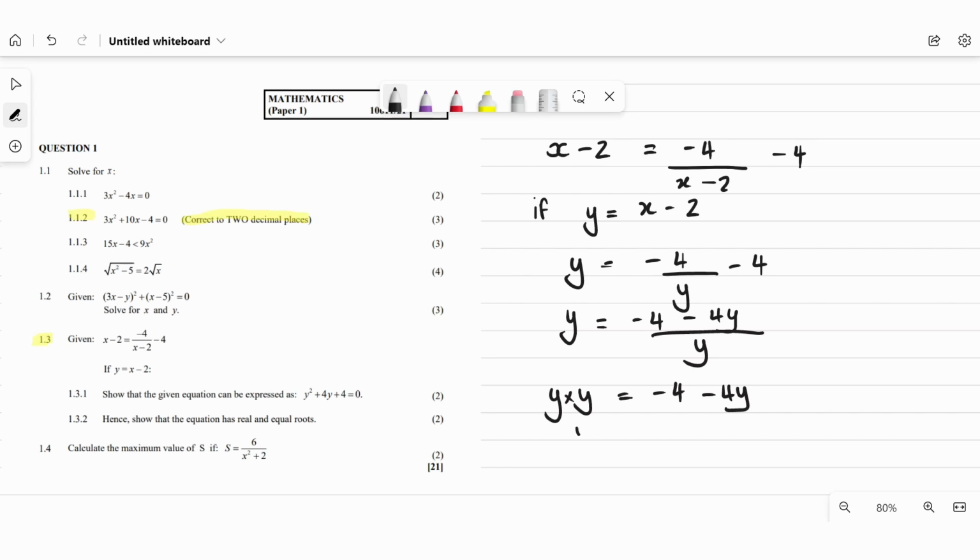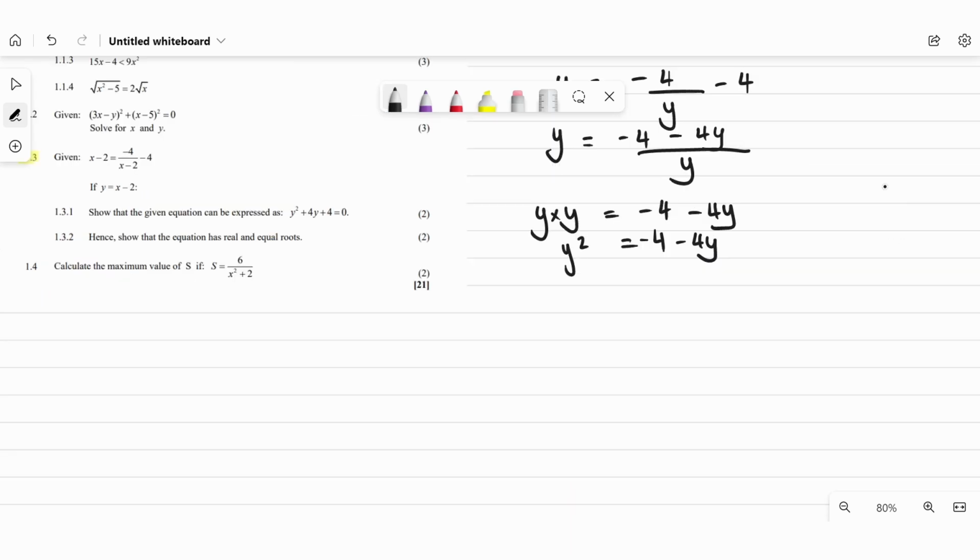Right? So this is going to be y squared is equal to -4 minus 4y squared. Take everything to one side, which is we're going to have y squared plus 4 plus 4y, which is equal to 0. Rearrange it to the standard form, which is y squared plus 4y, which is equal to 0.